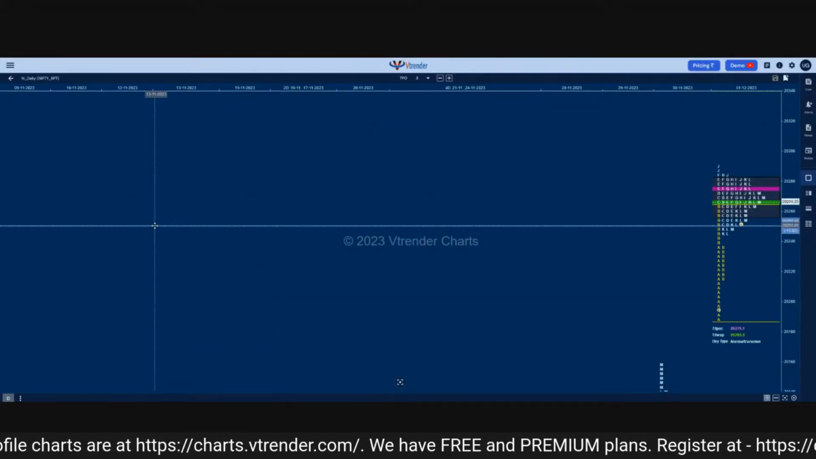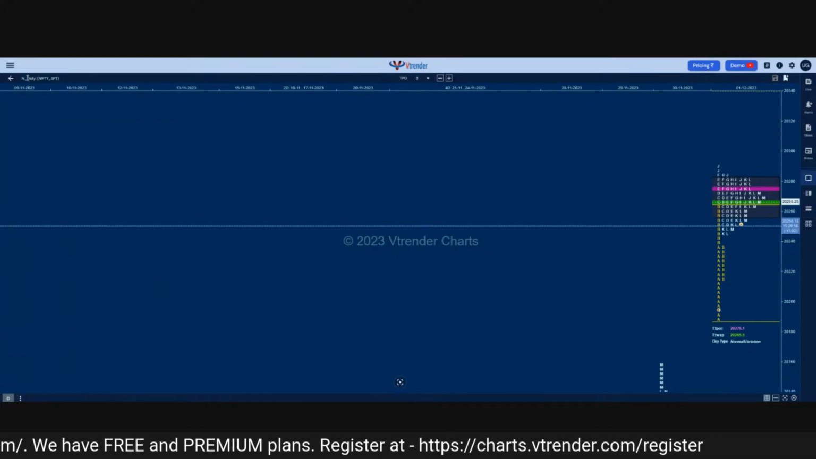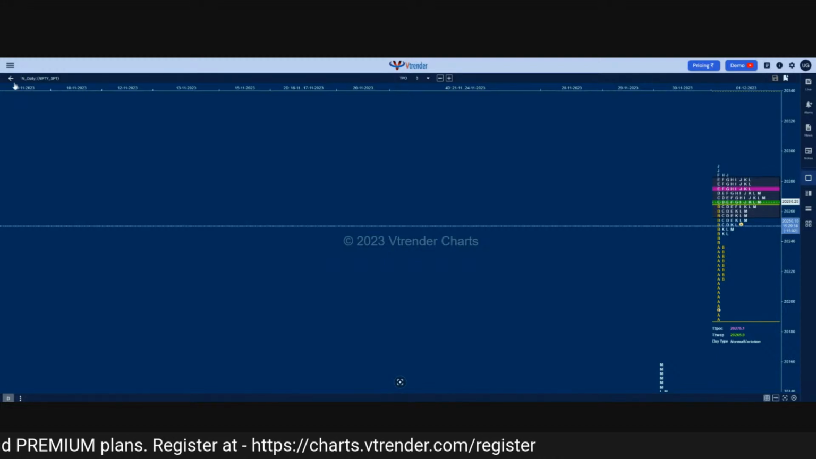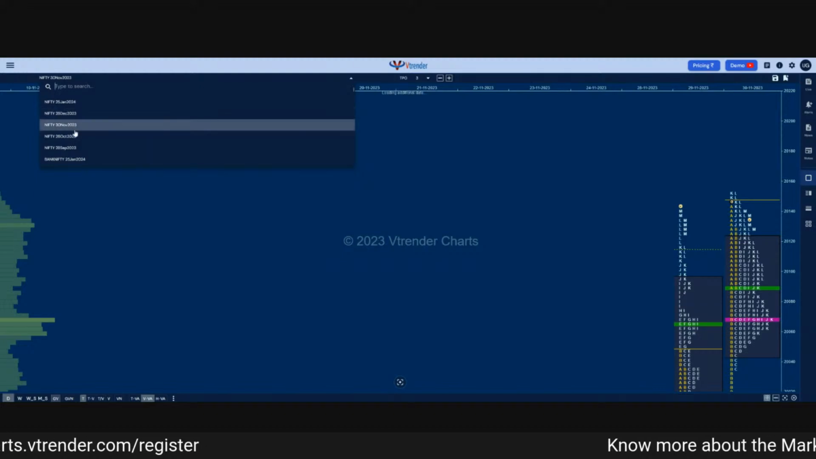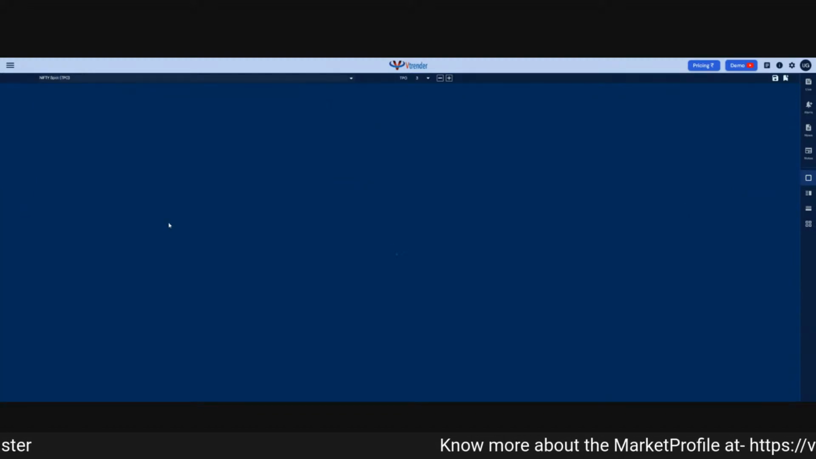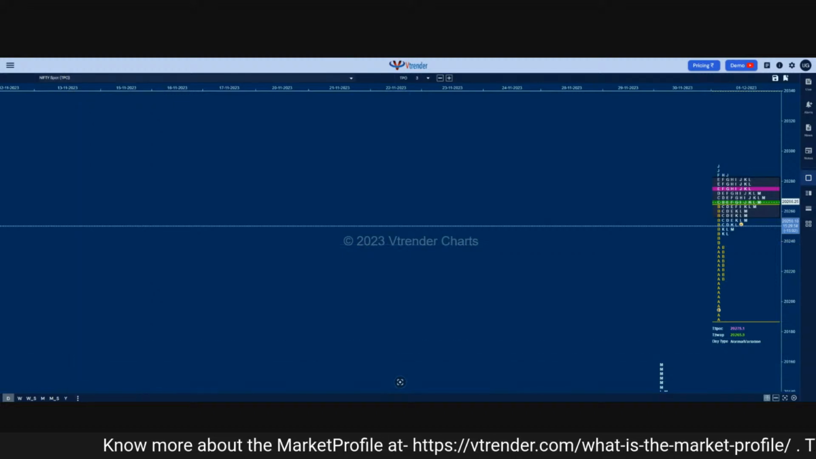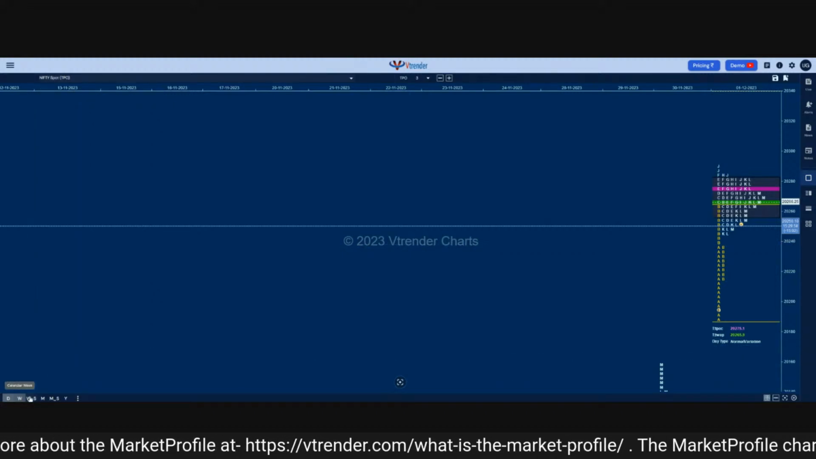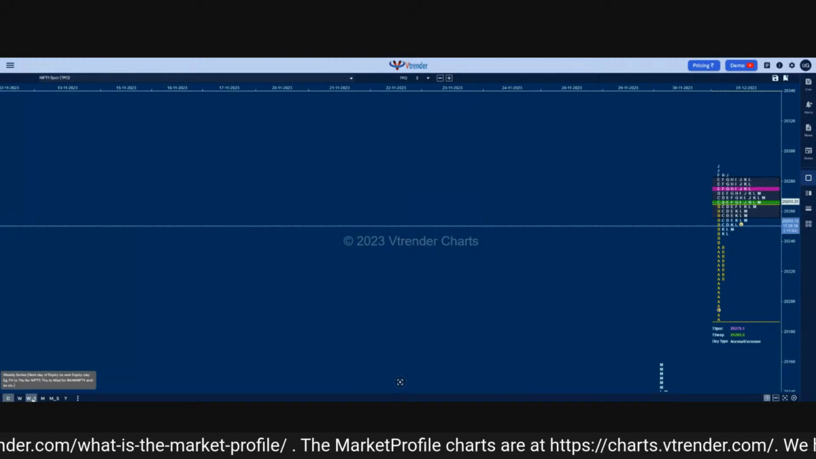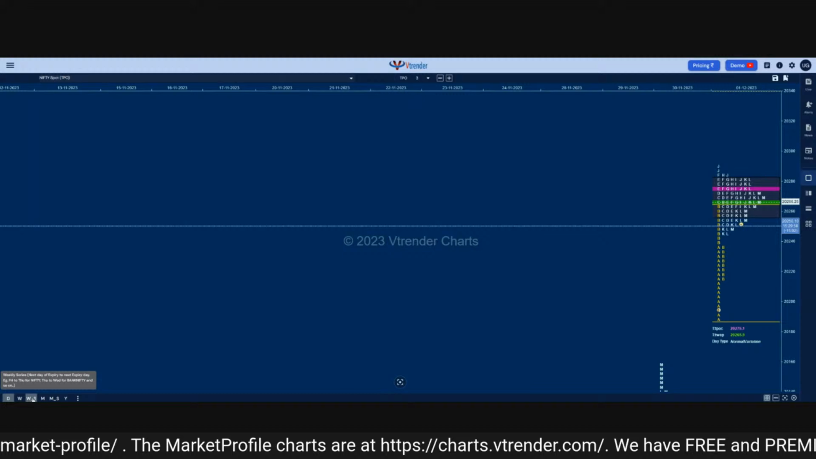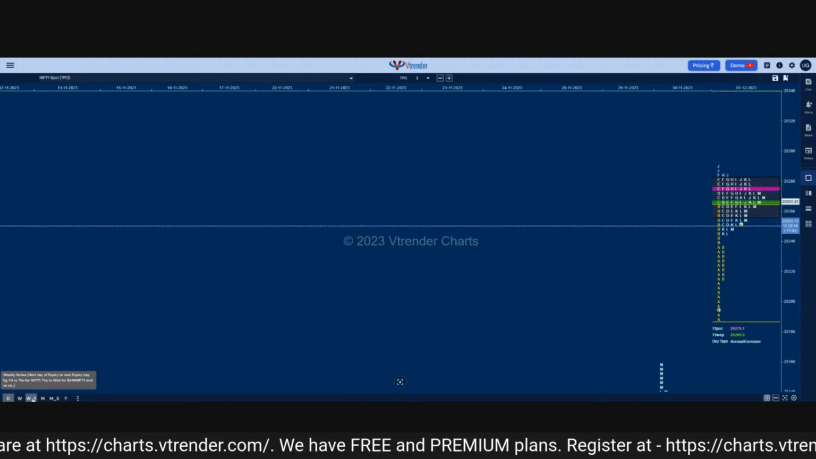Right now we are at the market profile section of VTrender charts. How do we get the monthly chart? We go to spot TPO, and then we have these tabs here: daily, weekly series, monthly, and monthly series. The weekly series starts from Friday in Nifty and closes on Thursday. For Bank Nifty, it will be Thursday to Wednesday.